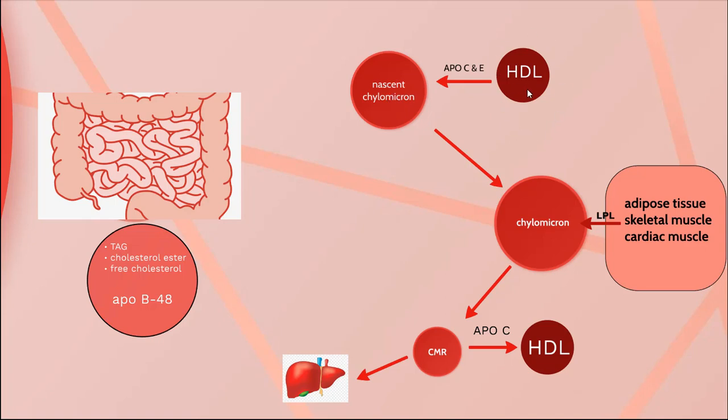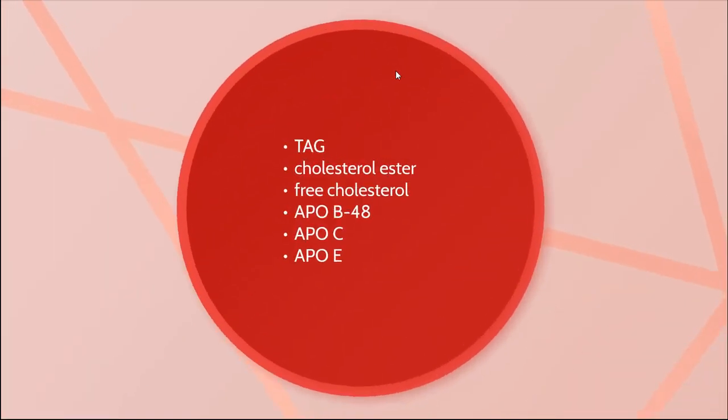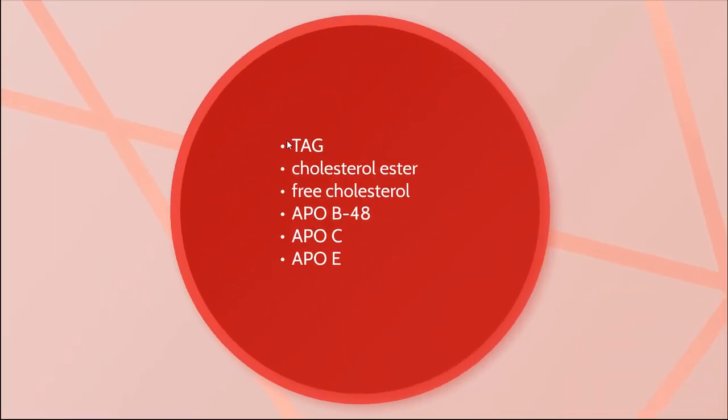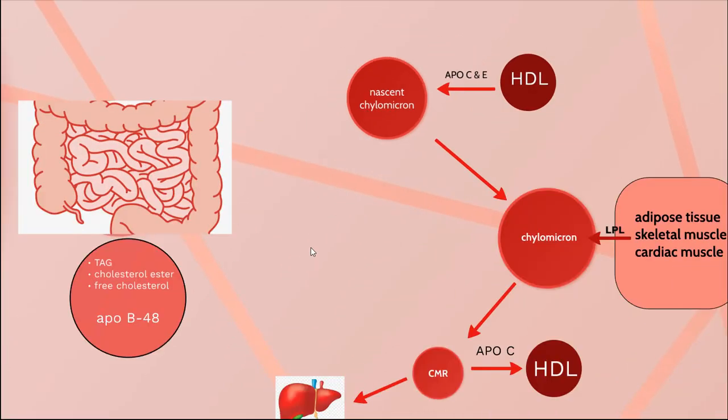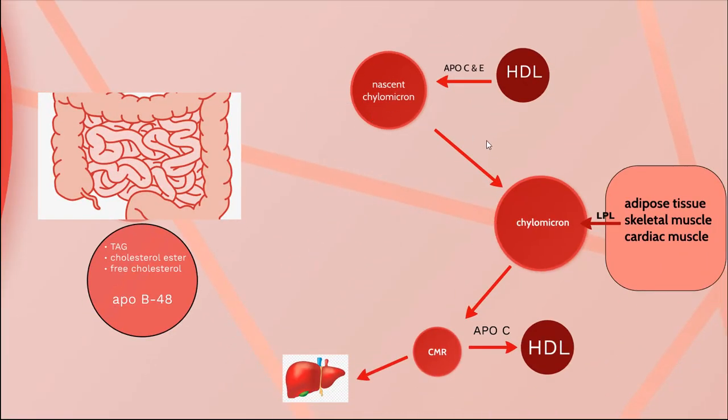In the circulation, there is also HDL, which is the kindest lipoprotein. It donates its apoproteins to other lipoproteins when they need them. So here, HDL donates its ApoC and ApoE to the nascent chylomicron. Now, the nascent chylomicron has triacylglycerol, cholesterol ester, free cholesterol, ApoB48, ApoC, and ApoE, and it's totally matured now.